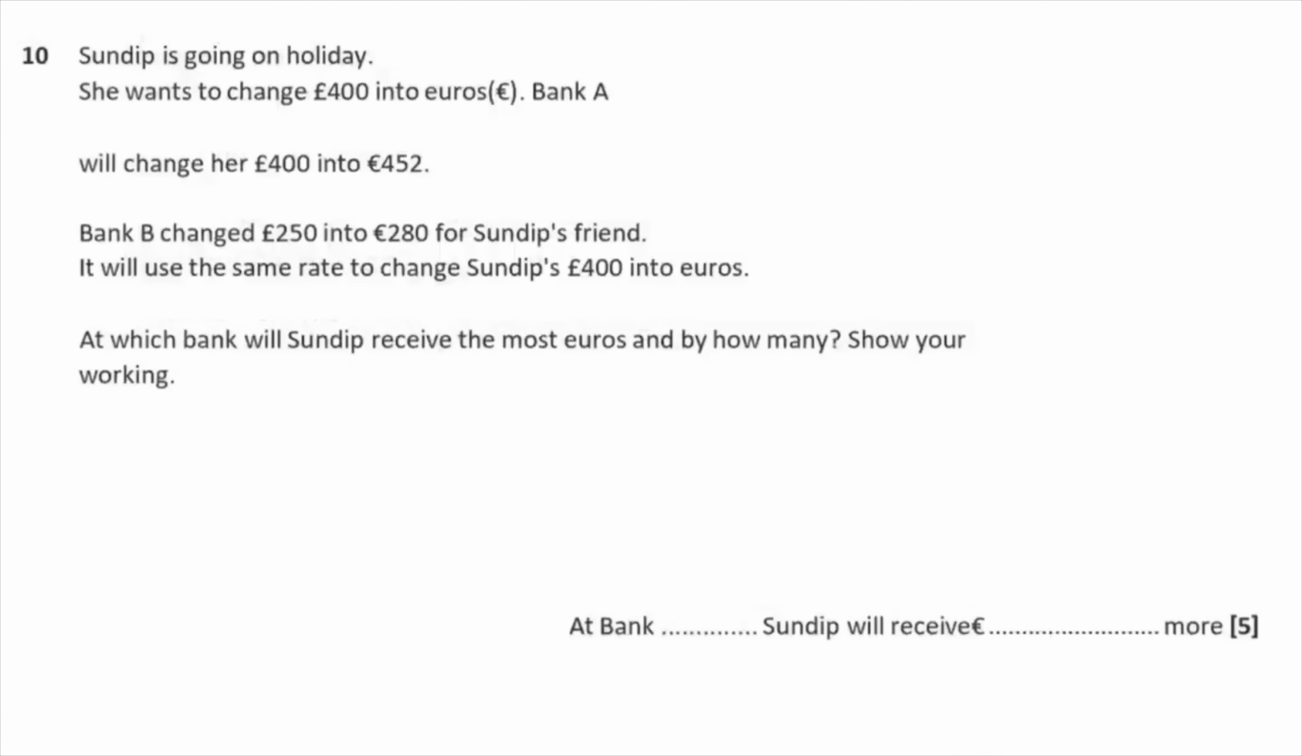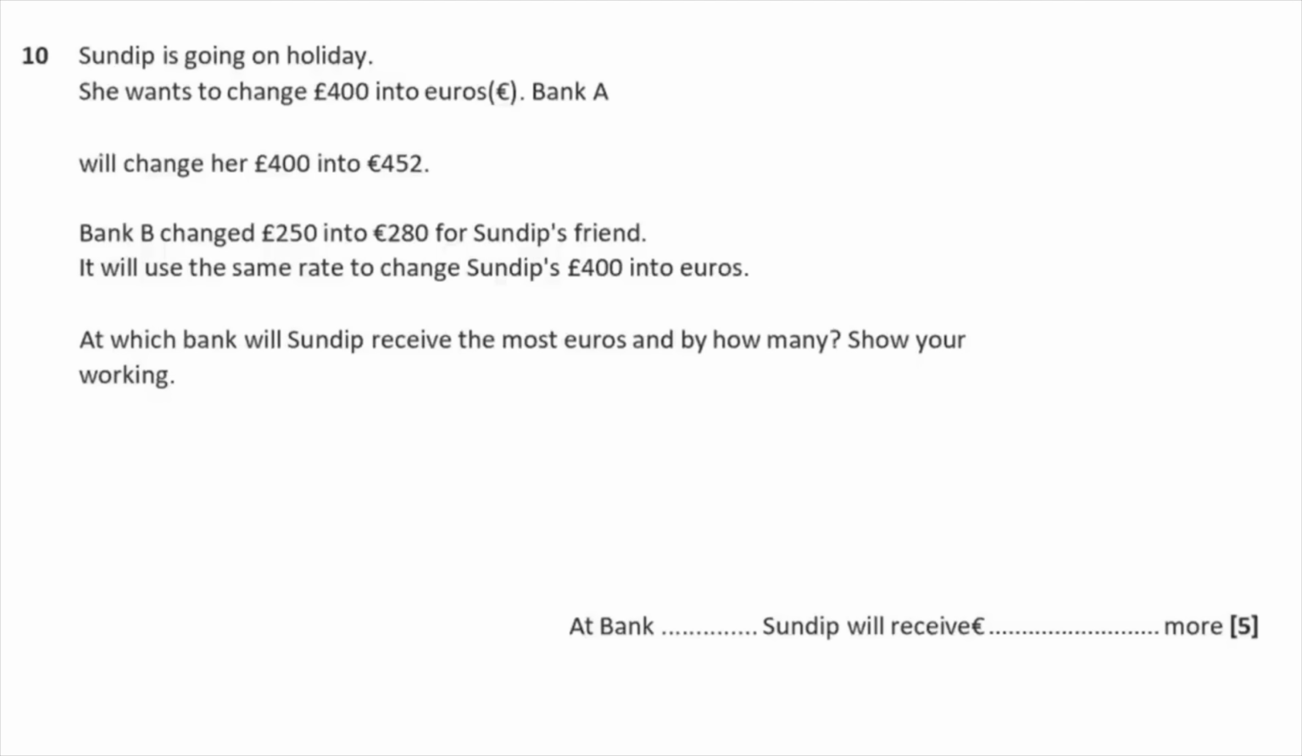Sandip is going on holiday. She wants to change £400 into euros. Bank A will change her £400 into 452 euros. Bank B changed £250 into 280 euros for Sandip's friend. It will use the same rate to change Sandip's £400 into euros. At which bank will Sandip receive the most euros, and by how many? Show your working.